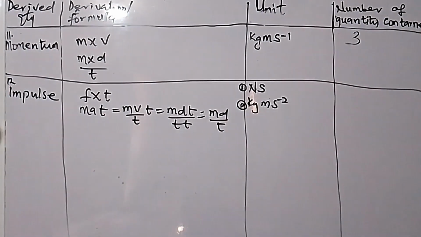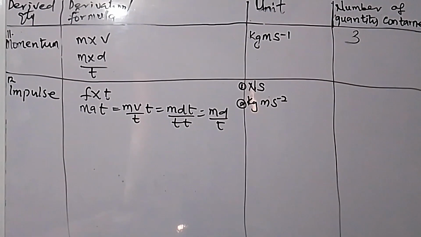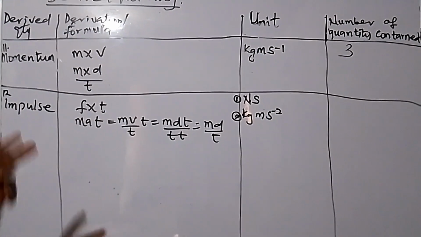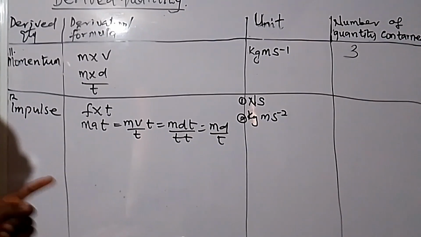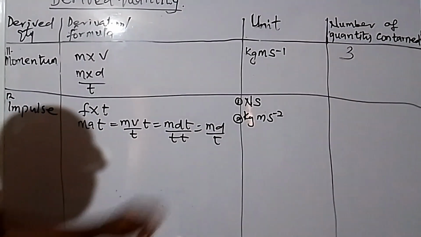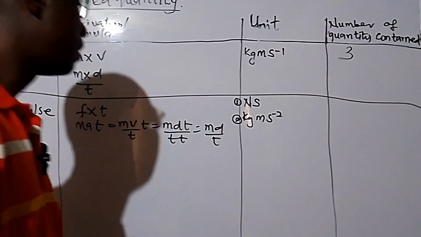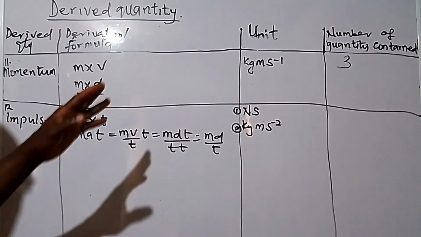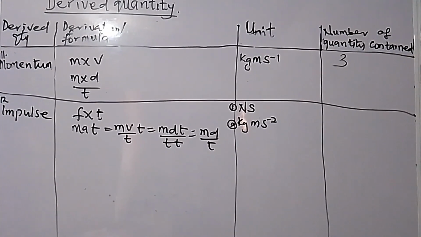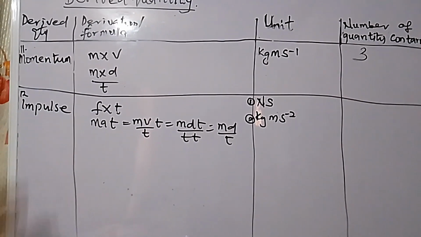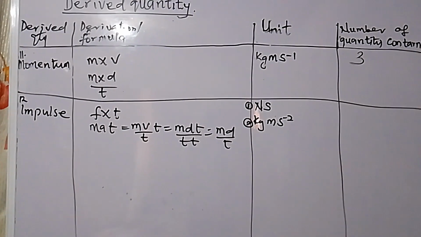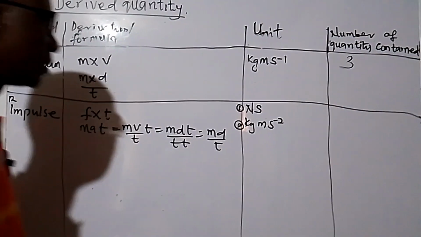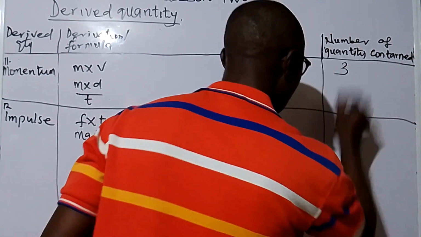Kilogram meter per second. It means momentum and impulse can take the same unit. And the unit that joins them together is kilogram meter per second. So also, their basic unit, the same thing, kilogram meter per second. But at the same time, what is the number of quantities that impulse can take? From here, it is 3 quantities also.